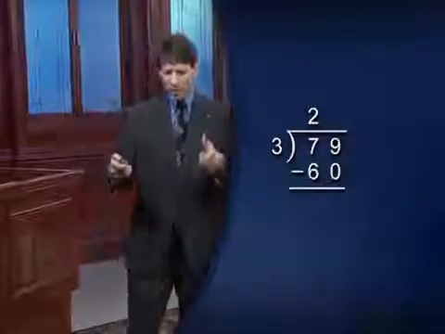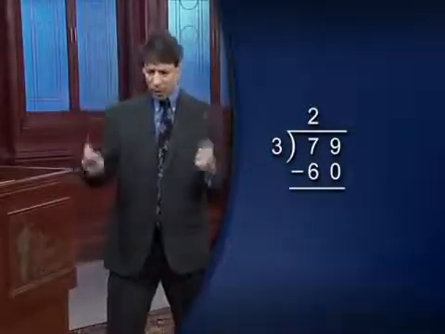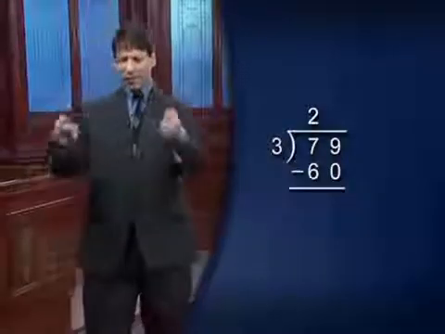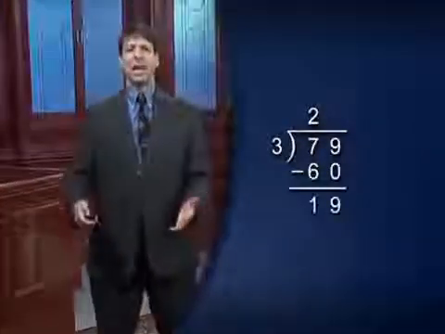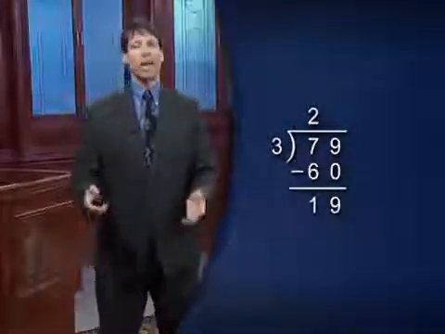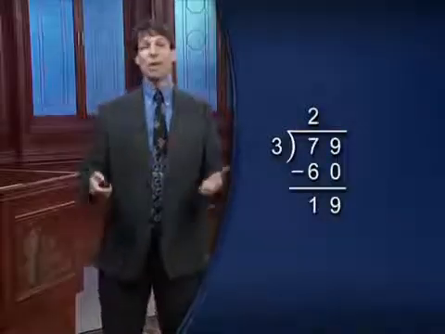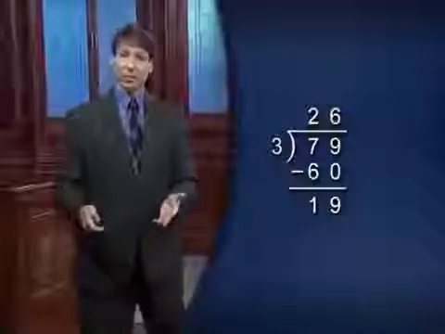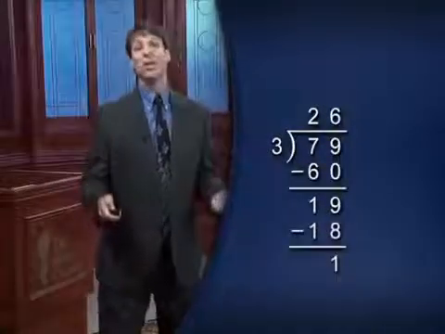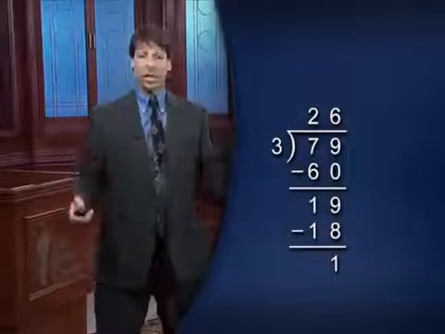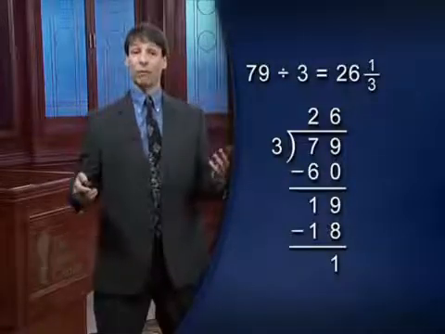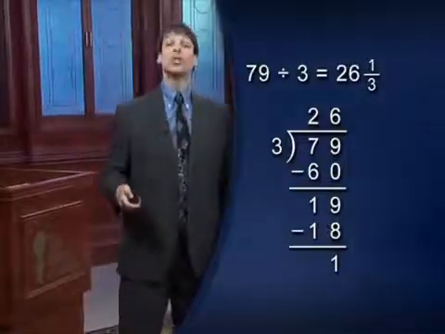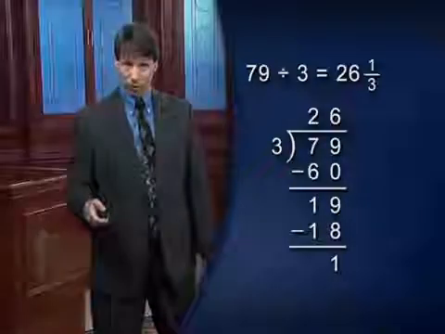Now, where were we? 79. 3 times 20 is 60. 79 minus 60 is 19. I now have a simpler problem. How many times does 3 go into 19? 3 goes into 19 6 times with a remainder of 1, so there's my answer, 26, with a remainder of 1, or if you prefer, 26 1/3.